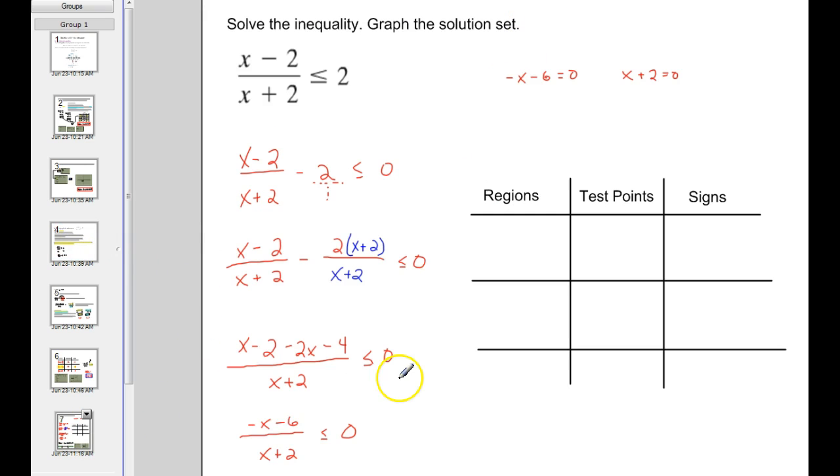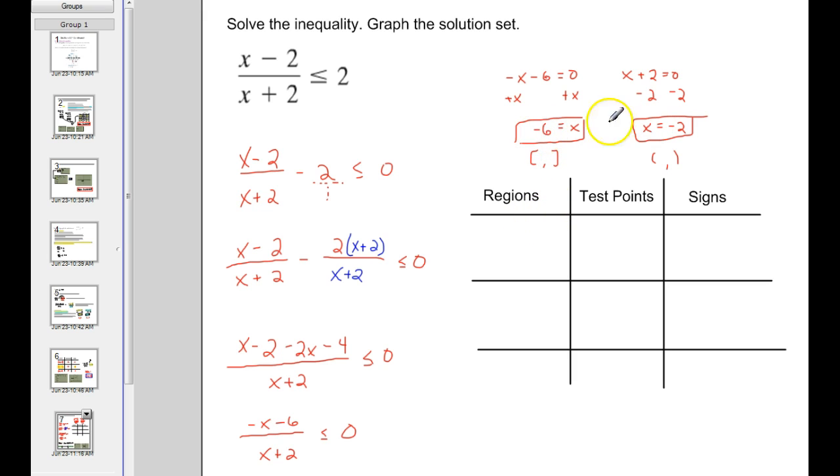Alright, the first step is to set your top and your bottom equal to 0. So negative x minus 6 equals 0, x plus 2 equals 0. Add x over, I get negative 6 equals x. Subtract 2, get x equals negative 2. So there are my boundary points. Notice that negative 2 makes the denominator equal 0, so this one's going to get parentheses. Negative 6 is what makes the top equal to 0, and because this is or equal to, we'll get a bracket on the top here.